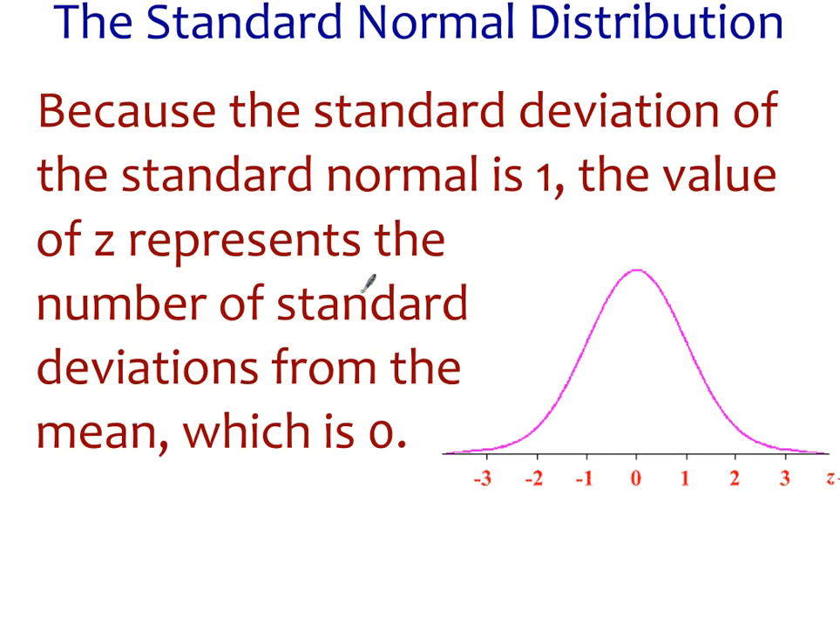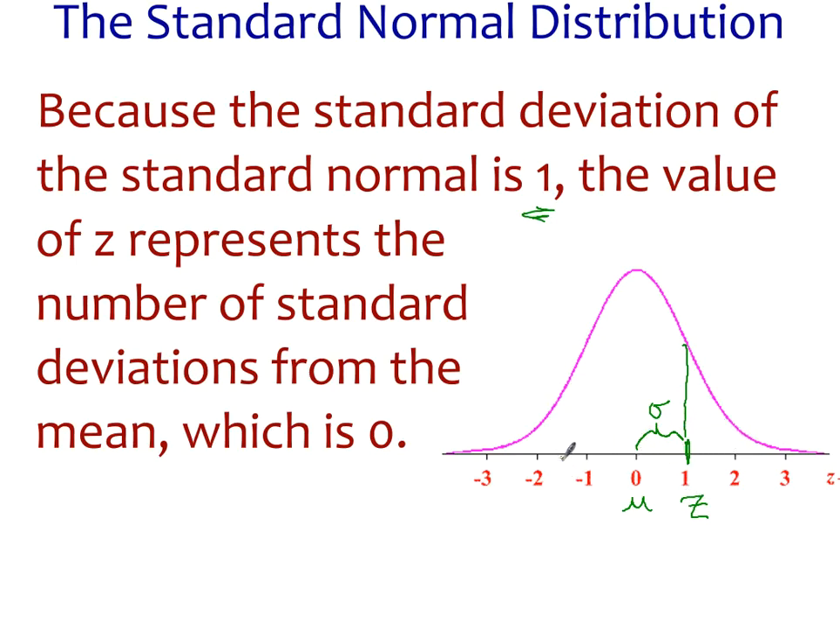Now, since the standard deviation of the standard normal is 1, that z variable actually represents the number of standard deviations from the mean, right? So if z is 1, if this is our z value, well then that's the location that is 1 standard deviation above mu, which is 0, right? If z is 2, that's actually 2 standard deviations because the standard deviation is 1. And so it's kind of convenient. Whatever z's value is, that's how many standard deviations we are either above or below the mean if z is positive or negative, right?